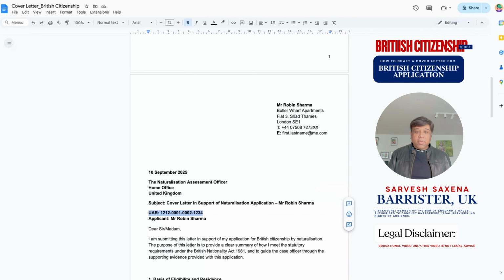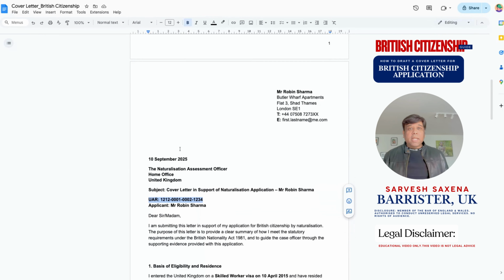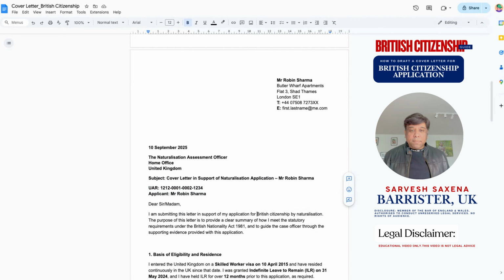Now, in the first paragraph, you have to write that you're applying for British citizenship. Let's have a look, which is here, by naturalization. So naturalization is the process. The purpose of this letter is to provide a clear summary of how I meet statutory requirements under the British Nationality Act 1981 and to guide the case officer through supporting evidence. So basically, in a very short paragraph it says I'm applying for British citizenship by naturalization and I'm providing a clear summary, and through this letter and the information that you've already filled in the application form online, the case officer will look at this letter and will go and look at the evidence step by step.